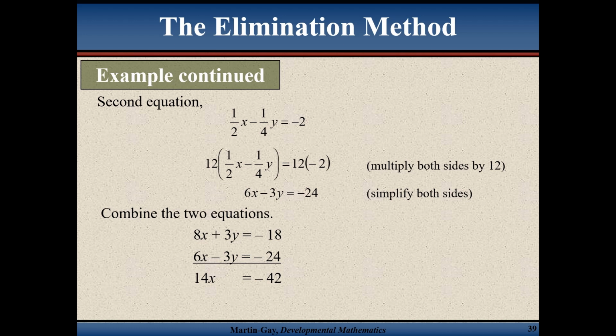Combine each, as you realize, 3y and negative 3y, you're going to eliminate that. So again, if they have the same sign, you will subtract. But in this case, you have a different sign, so you're going to add the equations. So 8x plus 6x, and then negative 18 plus negative 24, you get negative 42. Divide both sides by 14 and you end up with negative 3.